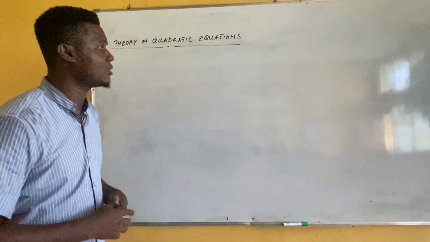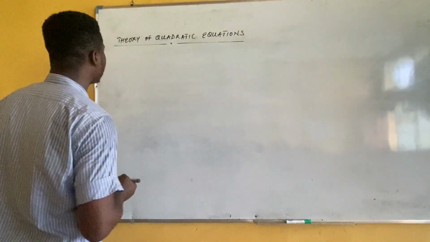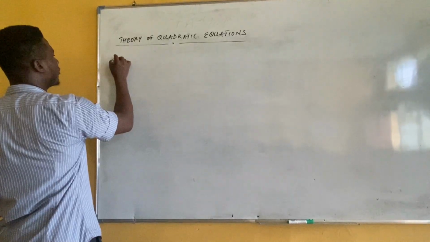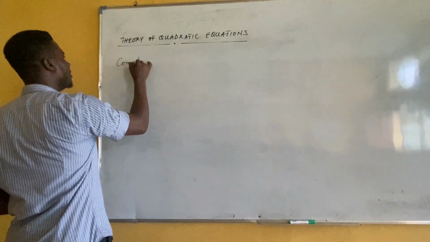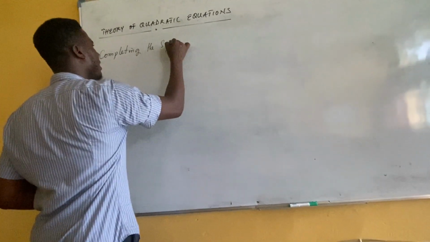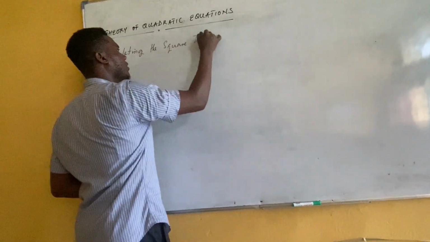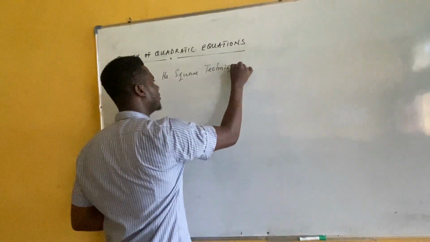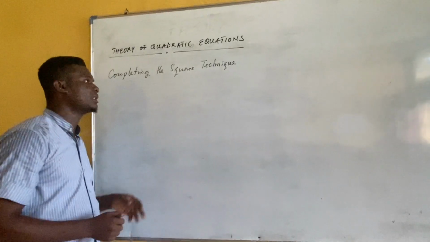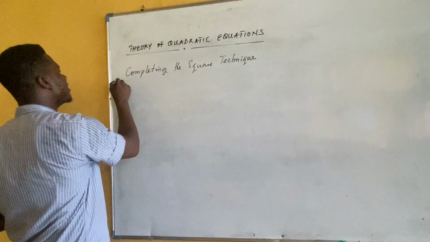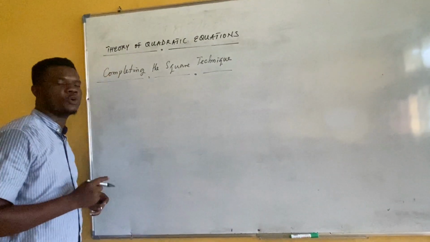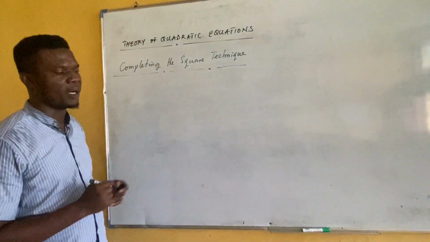So let us look at the second technique for solving the quadratic equation. This technique is called completing the square. The completing the square technique. Now, this particular technique requires one simple principle, and I'm going to explain this soon enough. So, what is the technique all about?